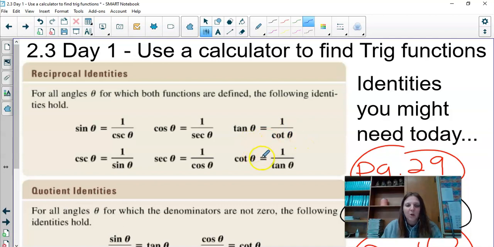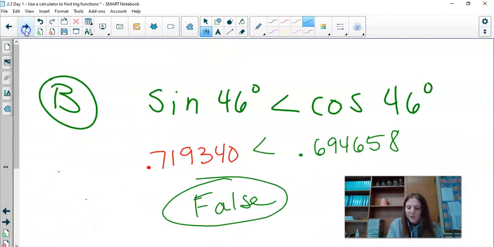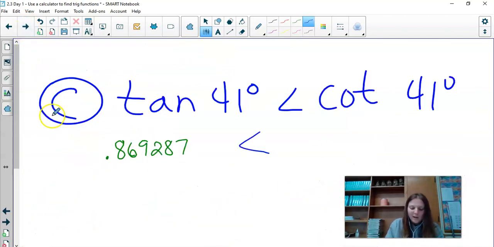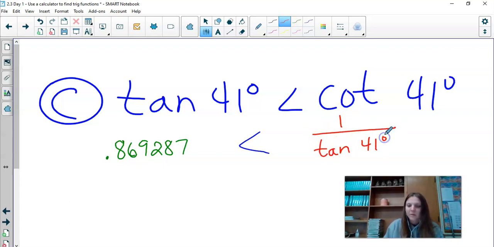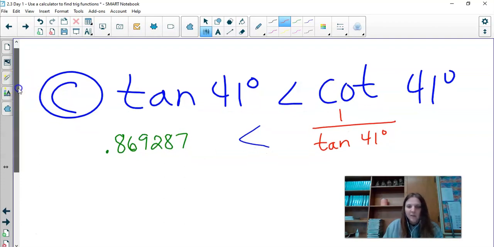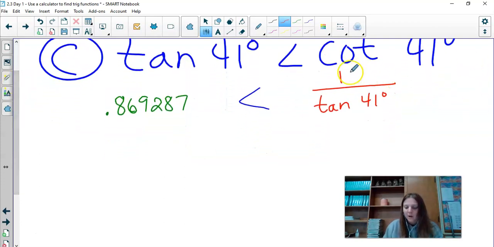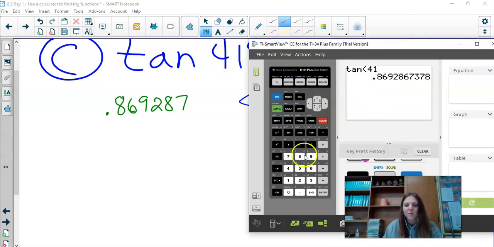What you have to do instead is use one of these reciprocal identities. Okay, so check this out. If I have a cotangent, the cotangent is the same as 1 divided by tangent. And we do have a tangent button. So that's what I'm going to write: cotangent is the same as 1 divided by the tangent of 41 degrees. So now I can type it into the calculator like this. 1 divided by tangent 41 degrees.